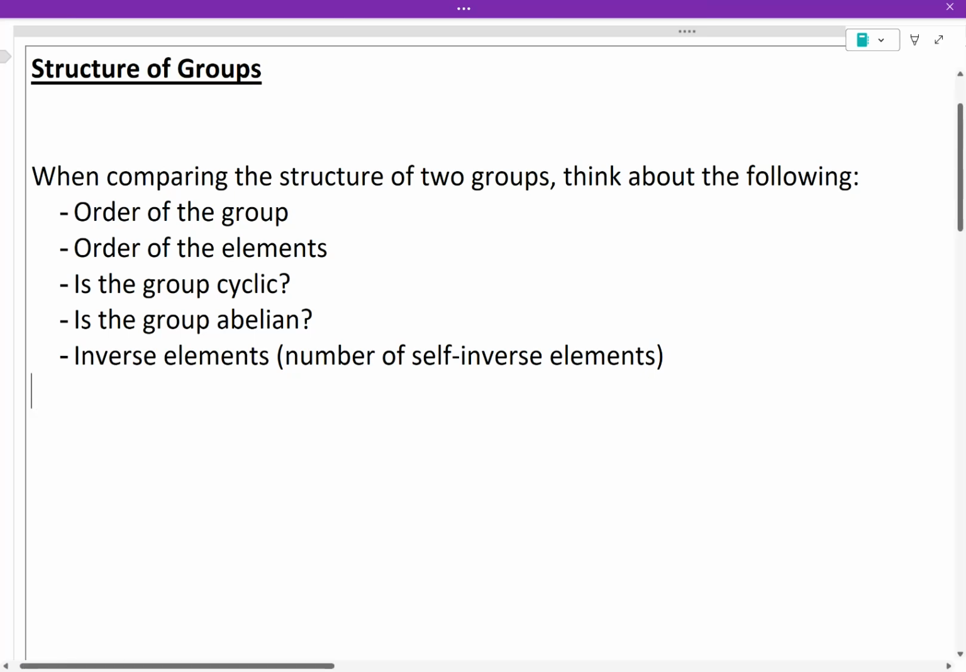Now when we're comparing the structure of two groups, these are the following things that we need to be thinking about. So the order of the groups, okay, so how many elements are in the group, because if you've got a different number of elements, that's one valid comparison, or if you've got the same number of elements, that's a valid comparison as well.